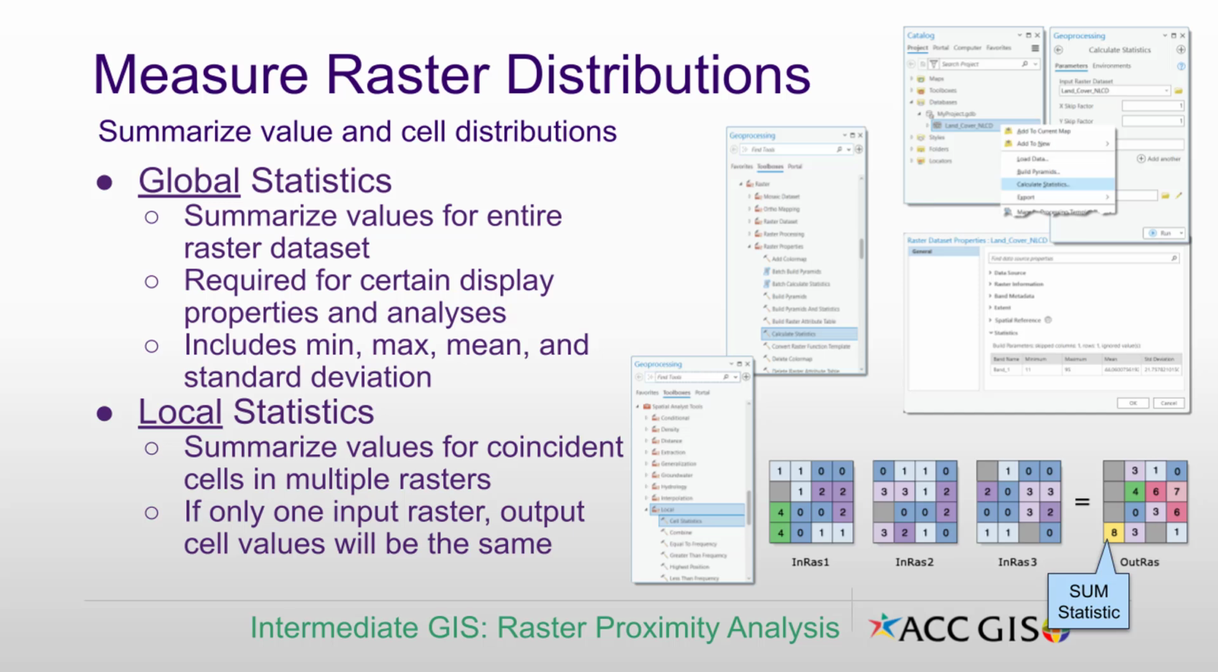In ArcGIS Pro, the local statistics tool is called Cell Statistics, and you can find it in the Spatial Analyst toolbox in the local tool set, and there you can see the Cell Statistics geoprocessing tool.